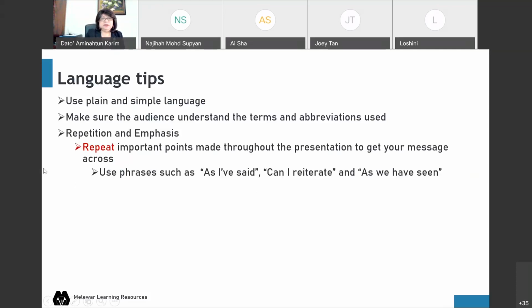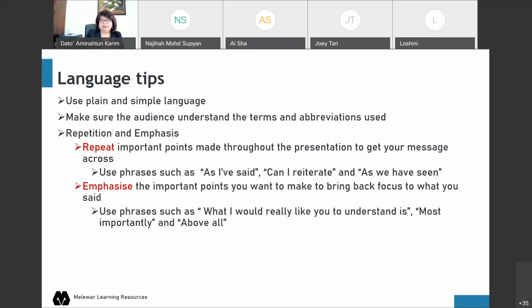Okay, another tip, repetition and emphasis, right? Now, you want to repeat important points made throughout the presentation, yeah? Why? Because you want to get your message across, yeah? So, sometimes in the presentation, you keep saying, as I've said, yeah? Like I keep saying, as I mentioned before, right? Because if you are listening to me, you would have caught, I have mentioned before about objectives. So I said, as I have mentioned before, objectives are critical. It's a critical element in presentation, right? So such phrases are very important for you to repeat, so that the points I want to make come across, yeah, are understood, right?